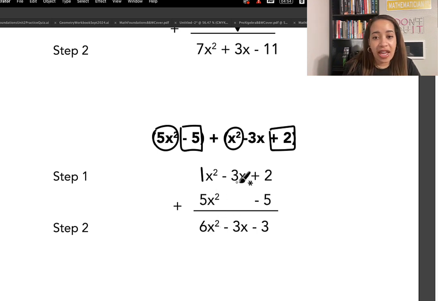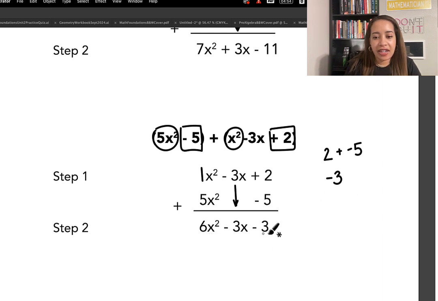Our negative 3x did not match anything, so I'm going to bring that straight down. And then we have a positive 2 and a negative 5. So we've got 2 plus negative 5. Those have different signs, so we can subtract the numbers. 5 minus 2 gives us 3. And then our higher absolute value has a negative sign, so our final answer should also be negative.